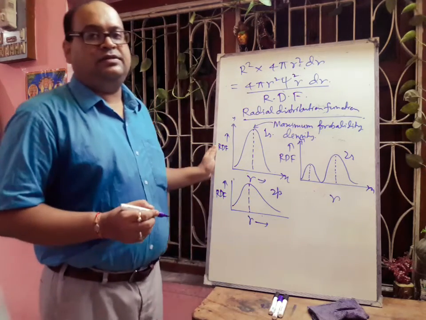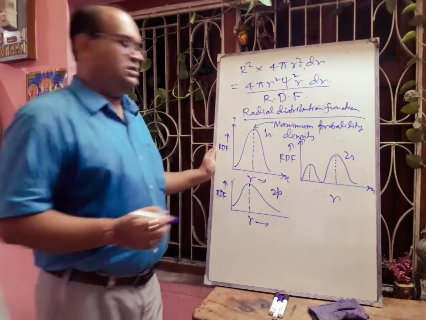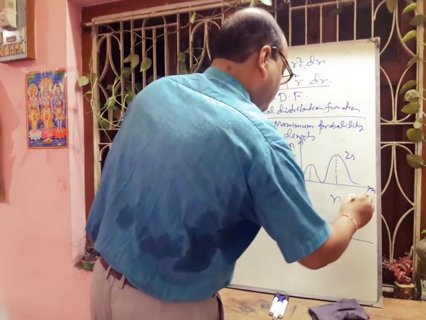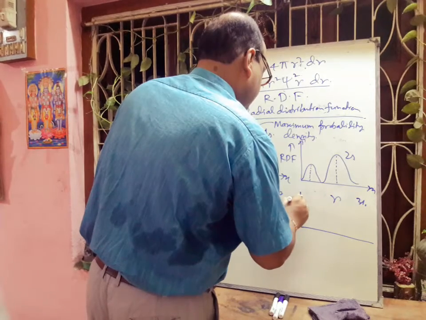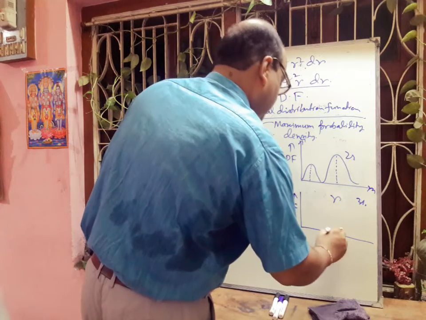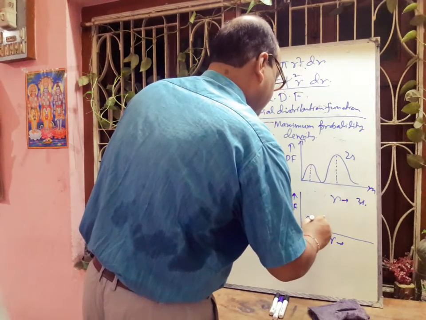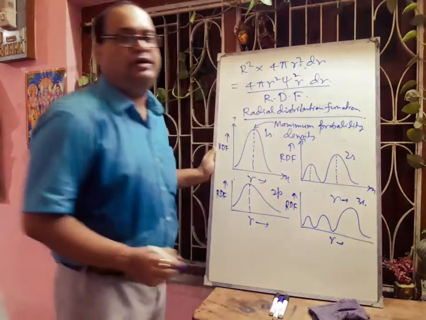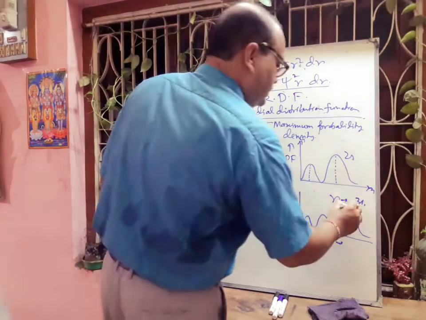And in case of 3s, we will get 3 humps. This one is the RDF and this one is the r. So here we will get 3 humps like this. Okay, this is for 3s and this is the maximum.